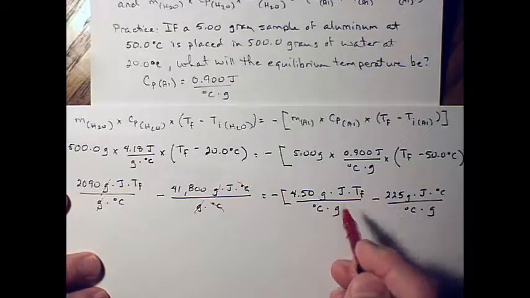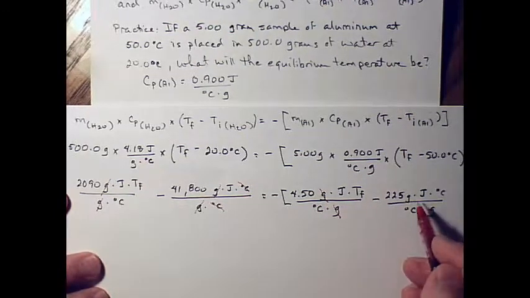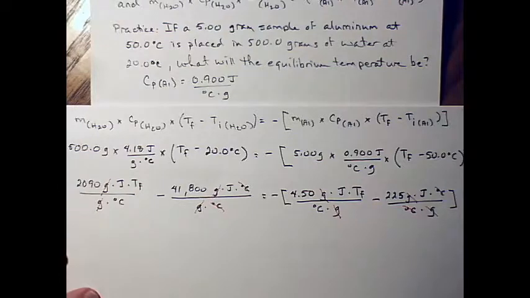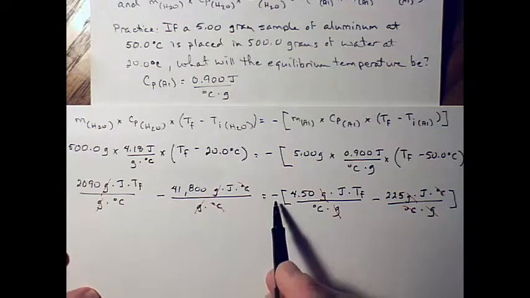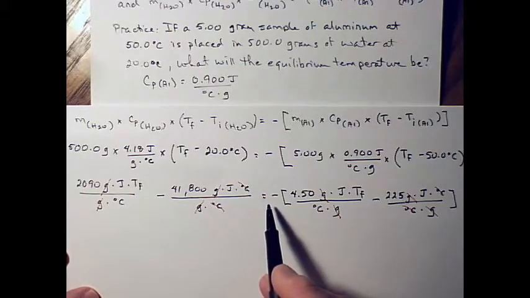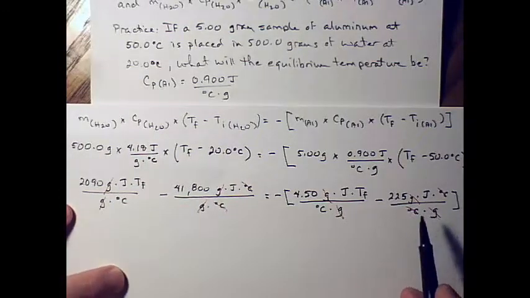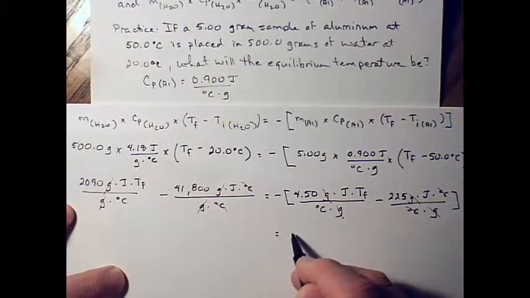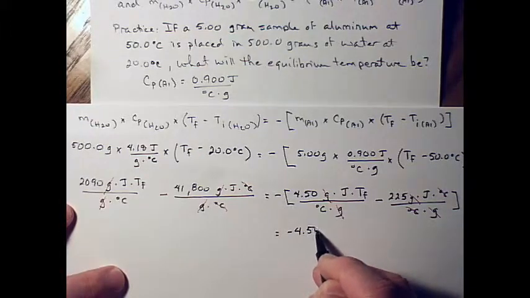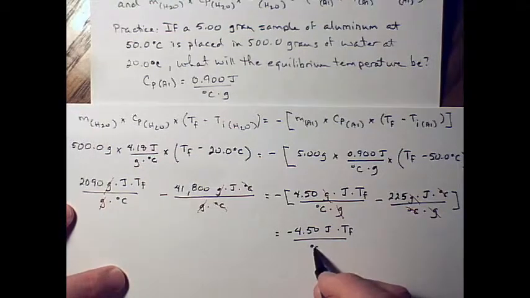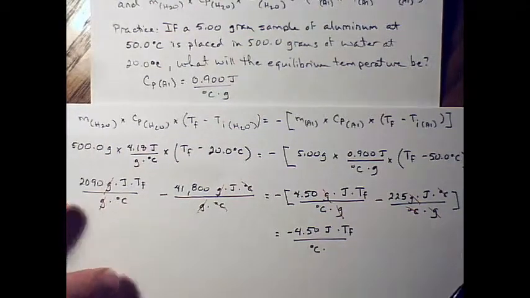Well, we can cancel some things over here. Grams are going to cancel in this term. Grams and degrees C cancel in this term. I need to close my bracket over here. All right? Let's go ahead and distribute the negative here. So I'm going to pretend like this is a negative 1. Well, not pretend. I mean, you can use it like that. Times everything inside. Distribute the negative 1 across this term here. Okay? So I have a negative 4.50 joules times temperature final over degrees C, and not times anything. I don't want to put a times sign there.